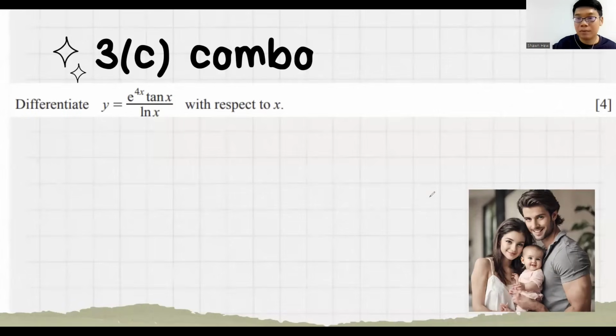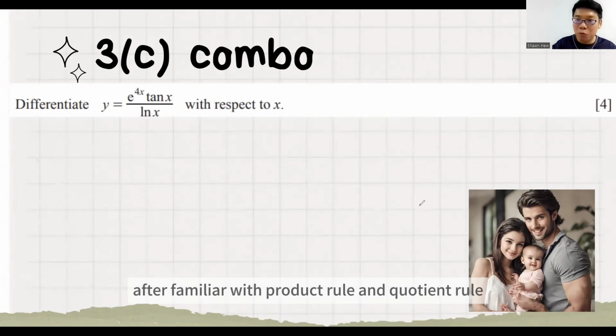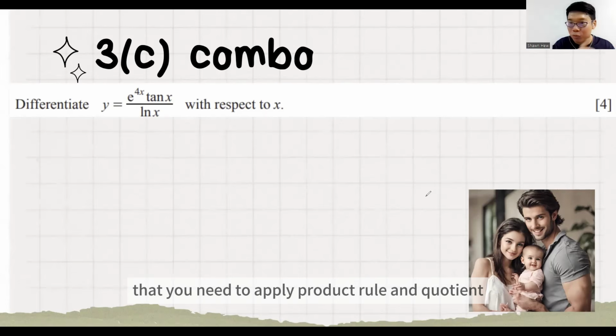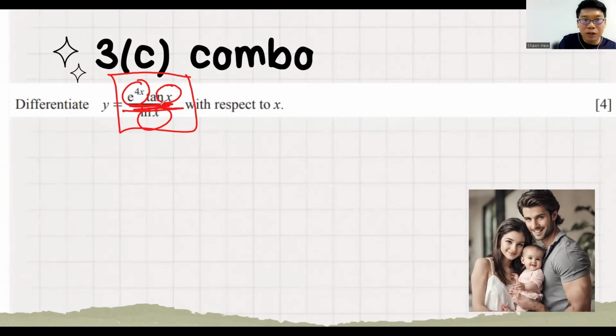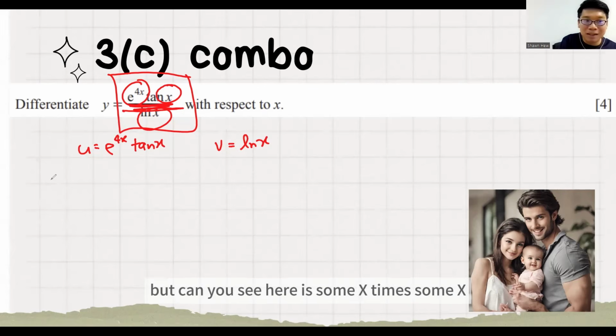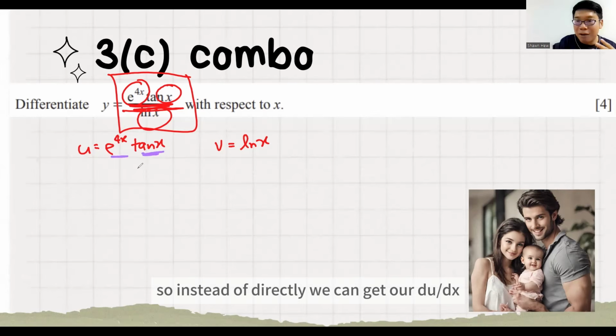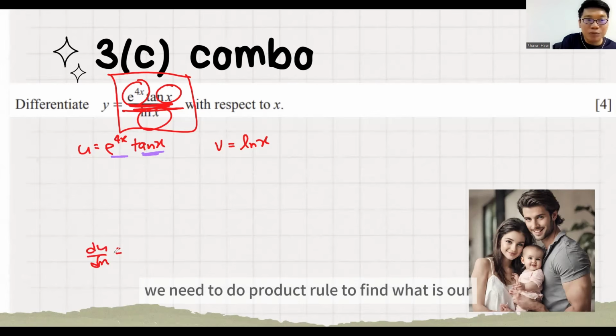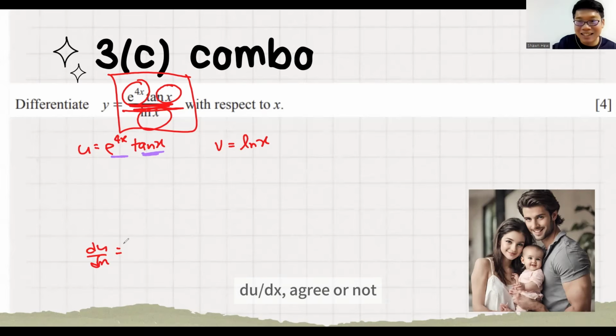After being familiar with the product rule and quotient rule, we might have some situation that's a combo, where you need to apply the product rule and quotient rule together. We use this part as our u, bottom as our v. And we need to find what our du/dx is, but can you see? Here is some x times some x. So instead of directly getting our du/dx, we need to do the product rule to find it. Agree or not?